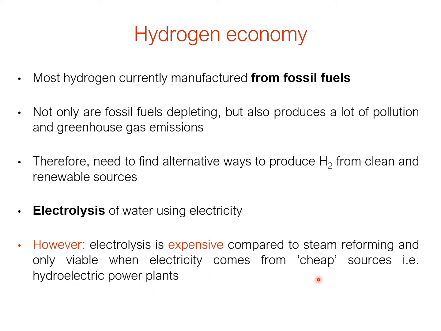The other thing to consider is the initial source of the electricity. Not only is it only viable when it comes from cheap sources, it's actually only useful if the electricity comes from renewable sources. There's no point in using electricity that's made by burning coal to split the water, because then we're still using fossil fuels, still producing a load of pollution. It's just at a different part of the process. So we need cheap and renewable sources, like hydroelectric power is good, wind power, nuclear, even things like this.